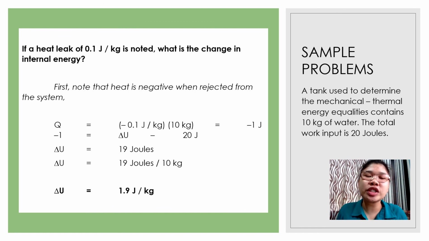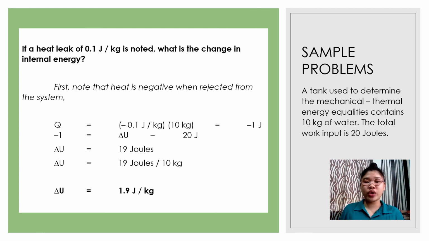Here is a follow-up question. If a heat leak of 0.1 joule per kilogram is noted, what is the change in internal energy? First, note that heat is negative when rejected from the system. The keyword here is heat leak, so Q is equal to negative 0.1 joule per kilogram. Since the heat is rejected, we substitute the given 0.1 as a negative value multiplied by the given 10 kilograms of water. So our heat now is negative 1 joule.